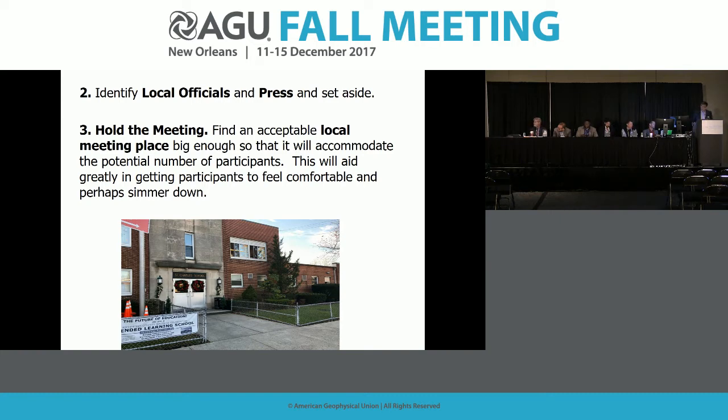So the next thing we did was we held our meeting. We found an acceptable local meeting place big enough to accommodate the potential number of participants. This will aid greatly in getting participants to feel comfortable and perhaps simmer down. I use the word simmer on purpose. This is a recipe. But that was very important because at this time, just a couple of weeks after the storm, people are full of despair. They are full of angst and anger. And so getting them to feel comfortable is the first step in actually getting something done.